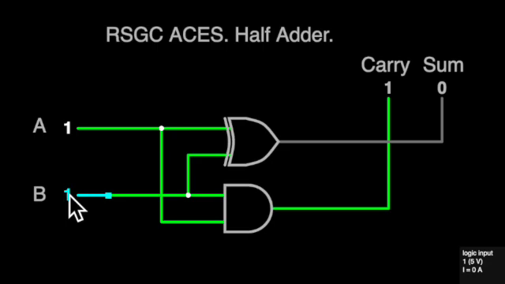When you turn both on, the XOR turns off because it's exclusive OR, giving you 0 on the sum. But since you have 2 inputs going into the AND, it gives you 1 on the carry. So as you can see, you get 2 on the carry and 2 on the A and B.